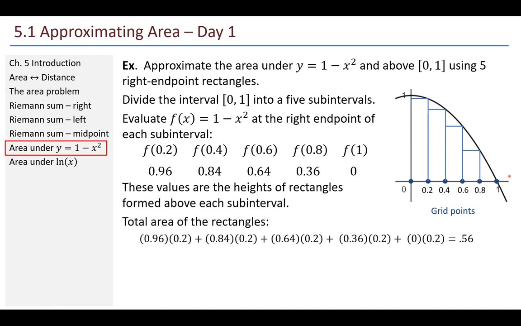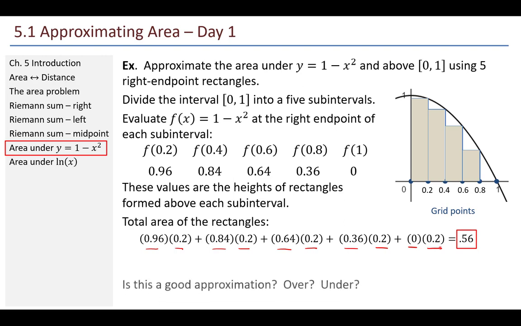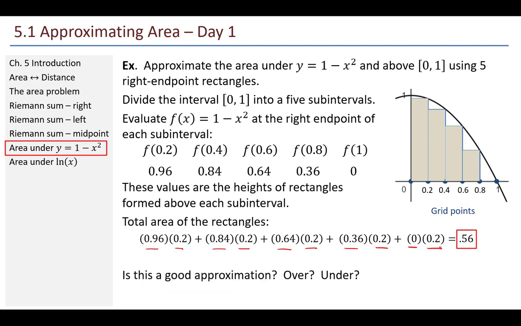And so the total area of all these rectangles is going to be calculated by computing height times width, height times width, height times width, height times width, height times width for each of those rectangles. And it turns out that that area is 0.56. So is this a good approximation? It's okay. It's not great.